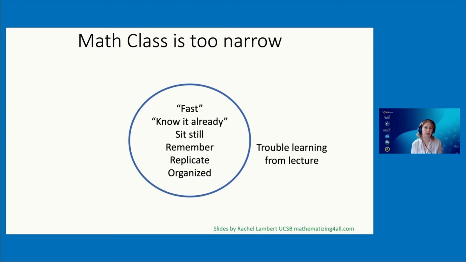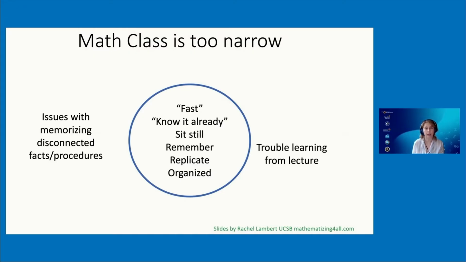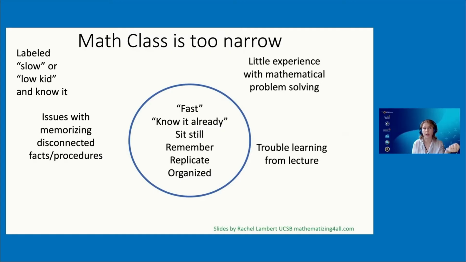Well, it could be kids who have just trouble learning from a lecture. It could be kids who have a lot of trouble memorizing facts or procedures when they're disconnected. It could be kids who have never really been given a chance to do problem solving on their own. It could be kids who were labeled slow or a low kid, which is a really unfortunate and problematic naming we have of kids in schools across the US. And kids often know that that's how they've been named. And when I interview them, they tell me.